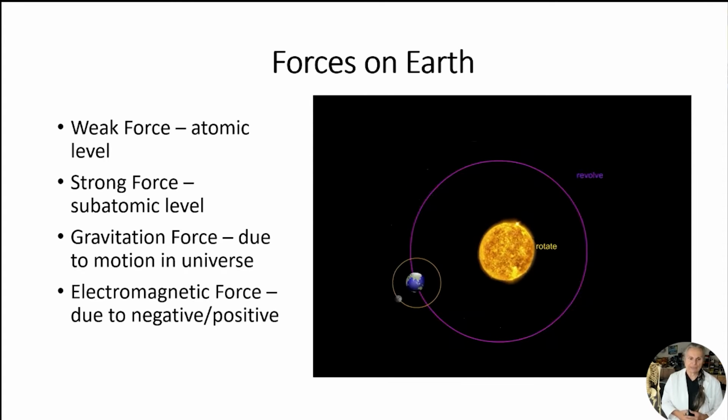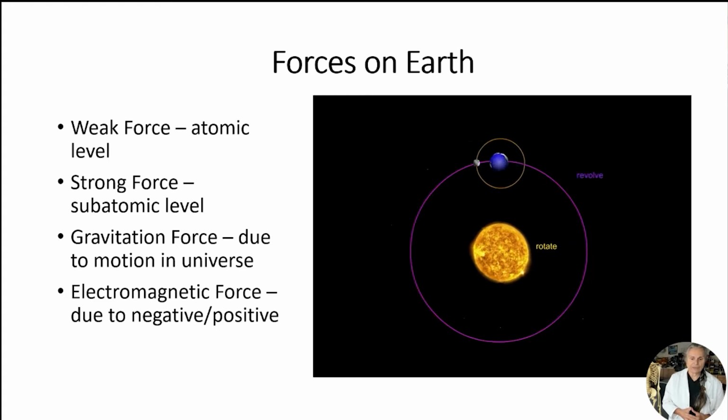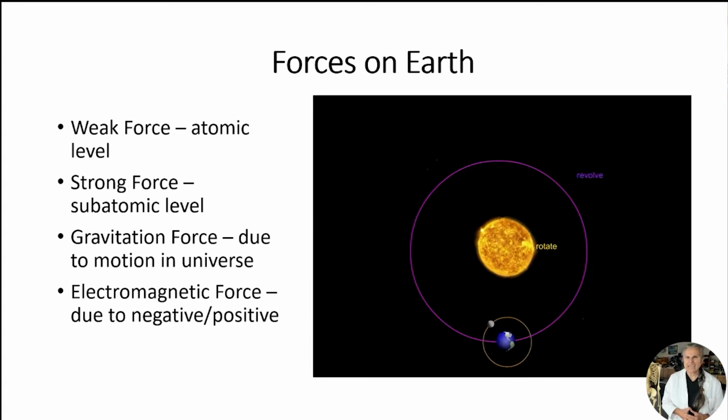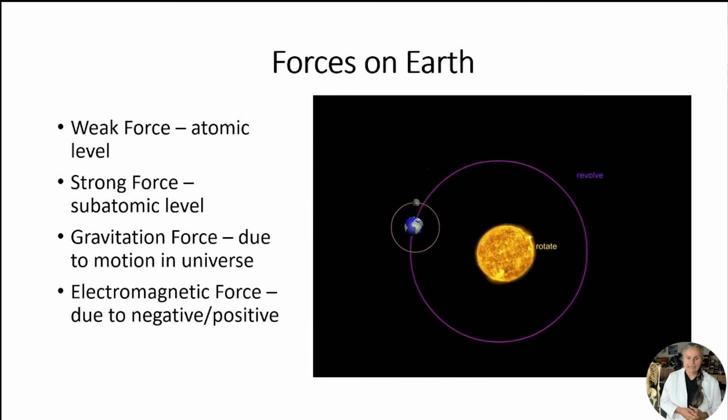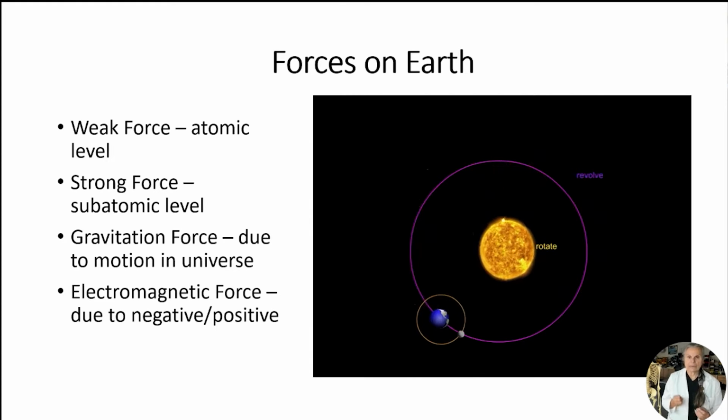But we are going to learn about gravitational forces due to motion in the universe. Like the picture that you're seeing here, we have the Earth. Hopefully you're familiar with the Earth there, the blue planet, and something's going around the Earth. What is that? Starts with an M. That's the moon. The moon is attracted to the Earth, and as it's going around, it is held by gravitational force.